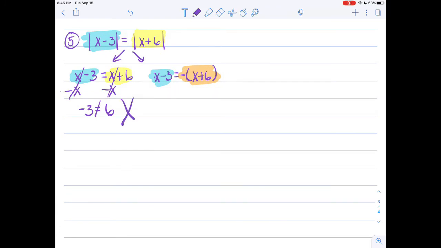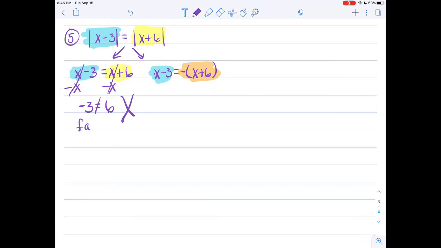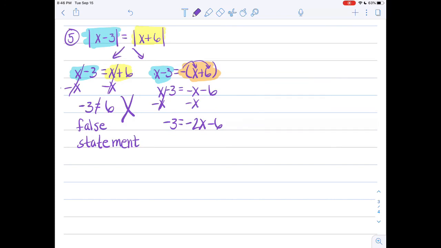So this already is not a good solution because this is a false statement. We cannot ever say that one number is equal to another number. It's only equal to itself if we're comparing numbers to numbers. So false statement, we don't even need to check that one and go through the check step. Let's check this other one though. Let's go ahead and solve it because that negative sign introduces something a little different here. Remember to distribute the negative to both pieces, and then this time when we subtract x from both sides, our variable doesn't disappear. I'm left with a negative 3 is equal to negative 2x because the negative x and negative x add, and then minus 6. Then I will add 6 to both sides.